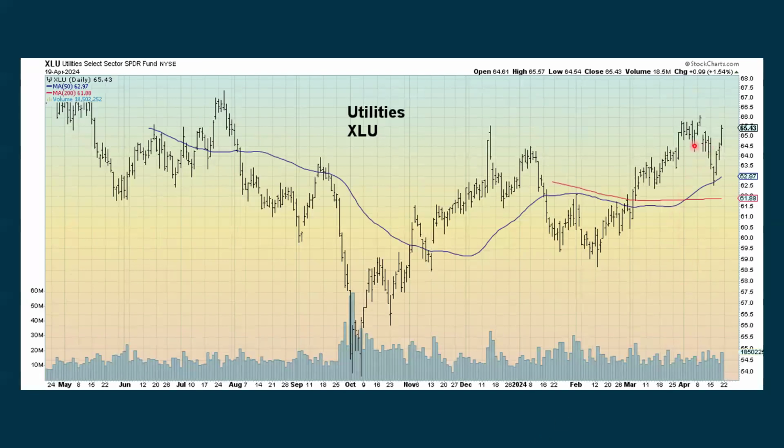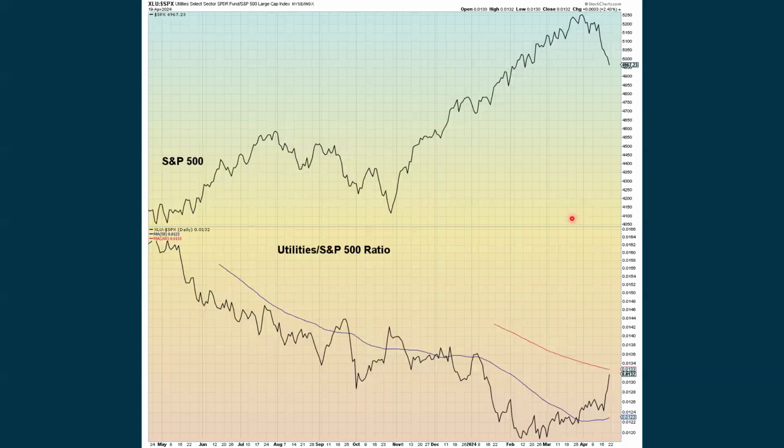Utilities, which are in an uptrend by themselves, they've been chopping sideways a lot, and they can get pressured as interest rates are going up. But when you compare it to the S&P, longer term, it's underperforming. Lately, it's been showing some signs of improvement.